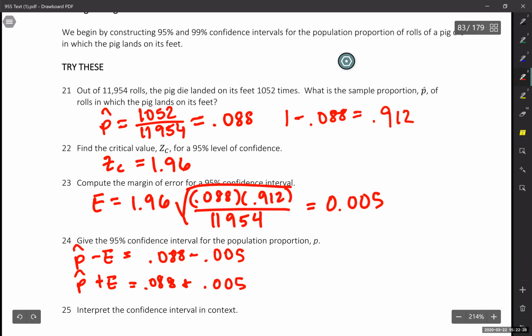There's a 5. And so we are getting 0.083 and 0.093. So those are our two endpoints.